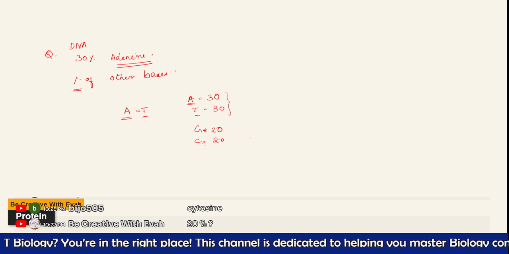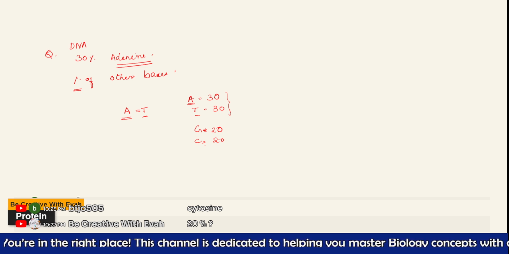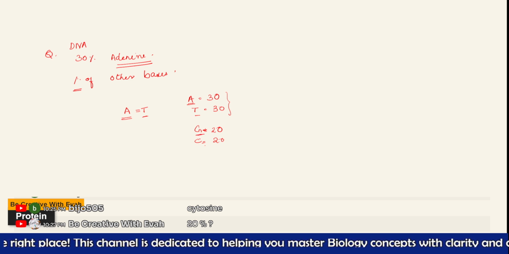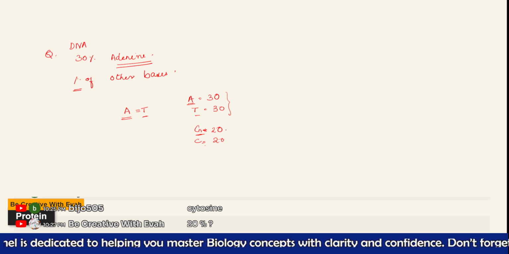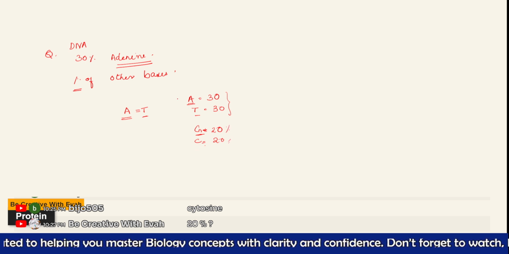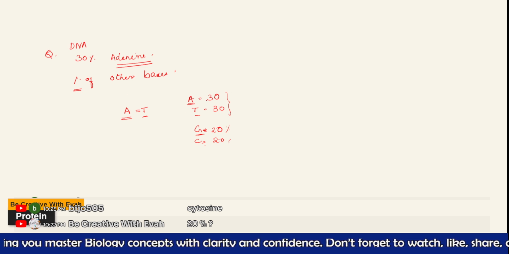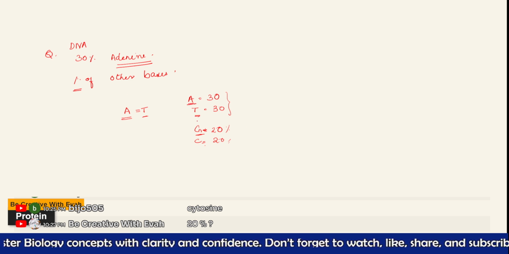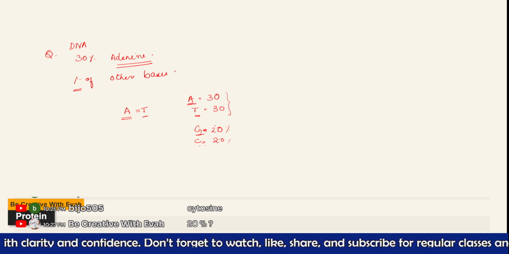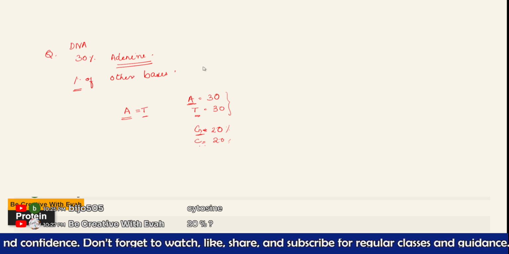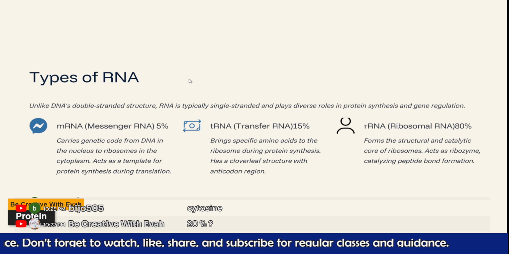I hope Eva explained it. Guanine and cytosine are 20 percent each. So in total, adenine, thymine, guanine, cytosine, in this way. So you can expect questions in this way. That is related to Chargaff's rule.